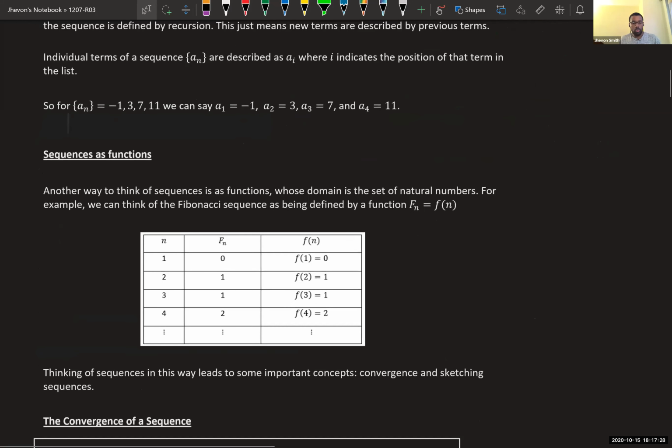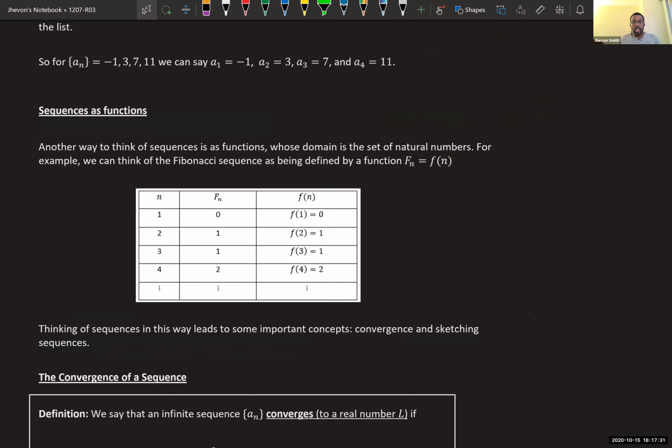Another very important way to think of sequences is as functions. So I can think of a sequence as a function, but it only works on the positive integers, right? So you can see in this table here, n, I can think of n as the position in the list. Fn is the output or the member of the list. And I can just think of that output as a function. So when my input is one, the output is zero. When the input is two, the output is one. When the input is three, the output is one. When the input is four, the output is two, et cetera. Right? So I can actually write it as a list of functions. I can think of a sequence as a function where the domain is actually the set of positive integers.